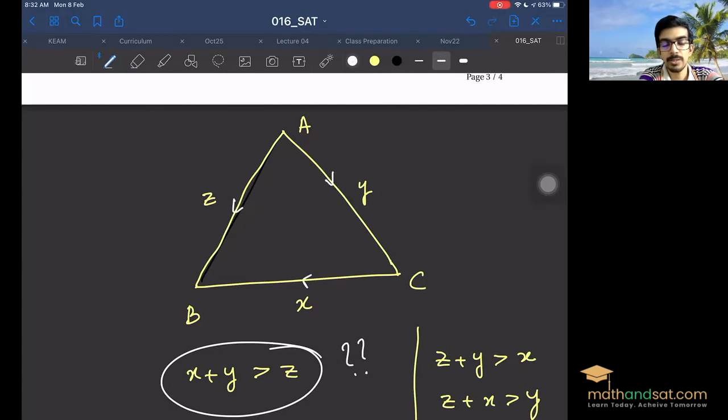Does this make sense? Please let me know. You understand now, right? Why the triangle inequality is valid? Why the triangle inequality makes sense?